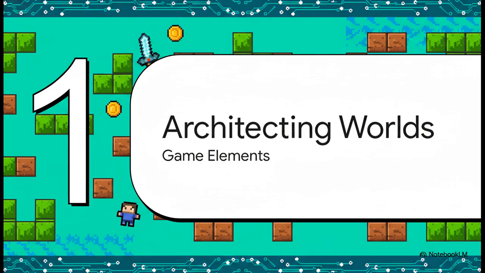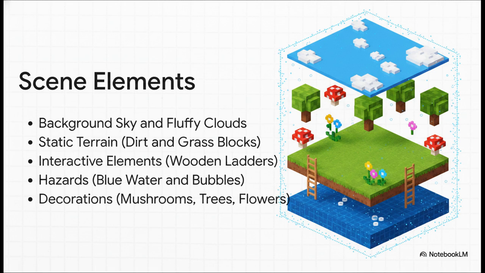Section 1. Architecting Digital Worlds. So if we systematically peel back the layers of that scene we just looked at, we start to see all the distinct visual components we need to actually program into existence. It's kind of like a giant puzzle. First up, the background. You've got that solid blue sky and those fluffy white clouds. Then comes the static terrain, meaning the dirt and grass blocks that make up the physical foundation. Next, we throw in the interactive elements, like those wooden ladders. We've also got to account for environmental hazards or boundaries. Think the deep blue water bubbling at the bottom. And finally, the icing on the cake, the decorations. Red mushrooms, trees, bright flowers. And here's the kicker. Every single one of these categories requires a very specific set of instructions in Python.